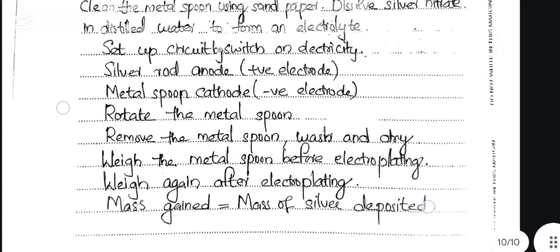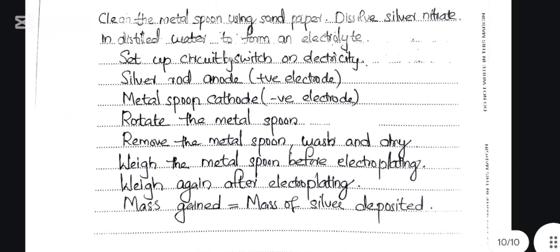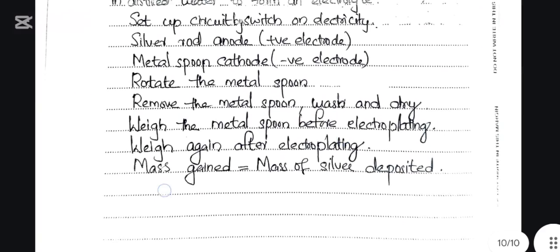Anyways, remove the metal spoon after that, and wash and dry it again, and weigh the metal spoon. Before electroplating, I mentioned it here, it should have been mentioned before. Anyways, and then weigh again after electroplating. Mass gain is equal to mass of silver deposited.